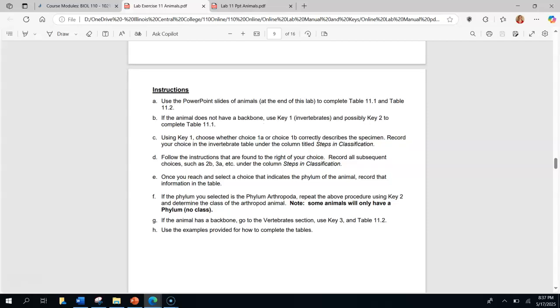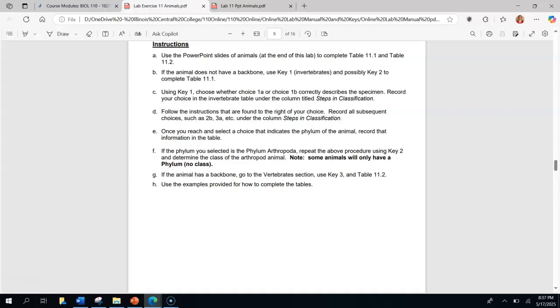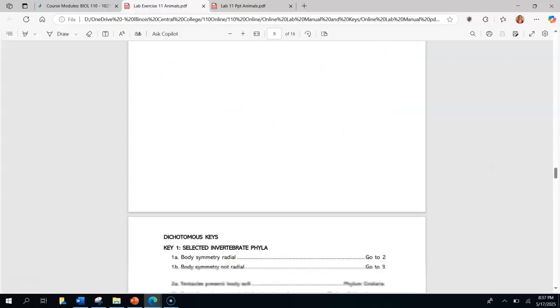It's very similar to the plant one, but you sometimes get a little confused. Just like before, you're going to use the PowerPoint slides that are in Canvas and in the lab manual. The first thing you need to decide is vertebrate or invertebrate. So let's start there.